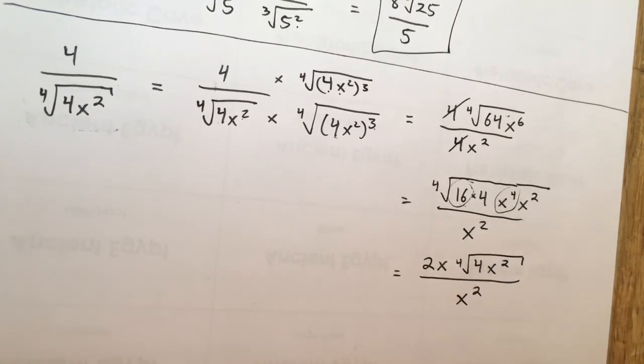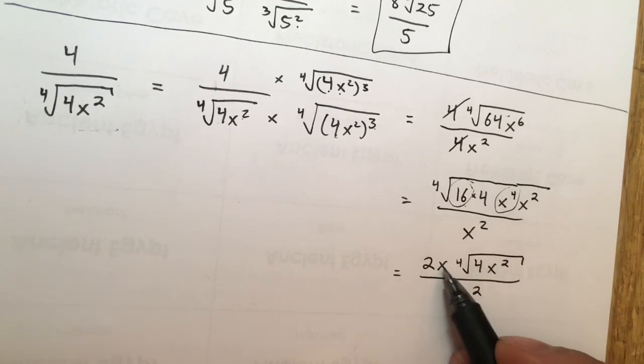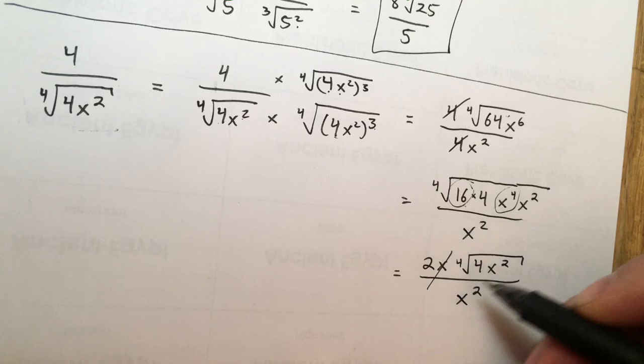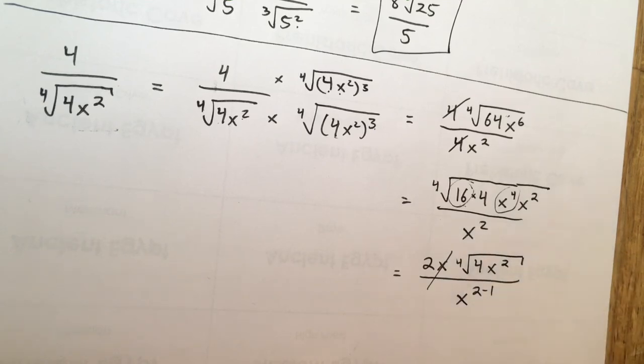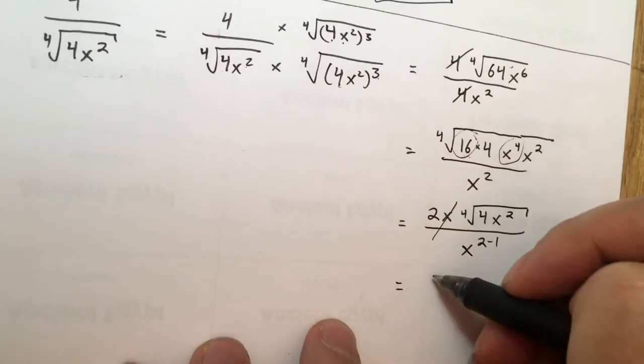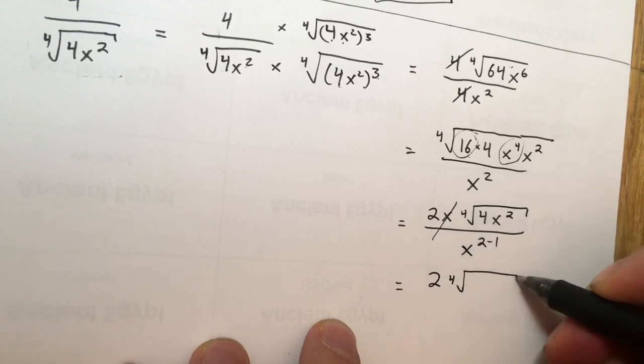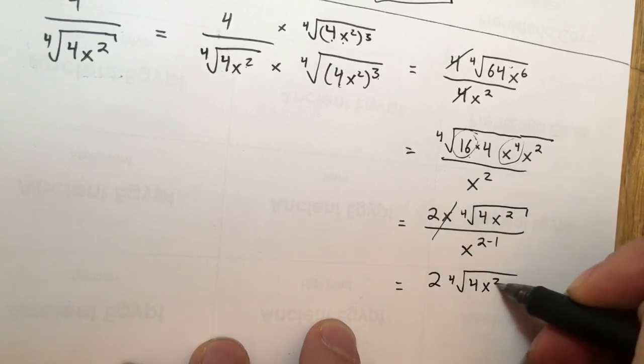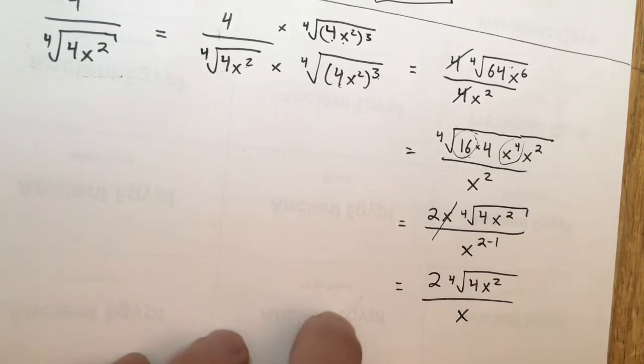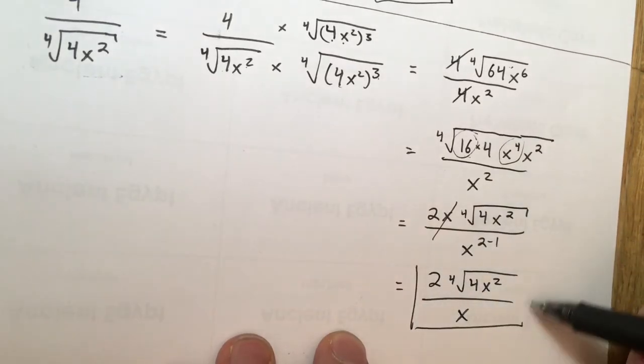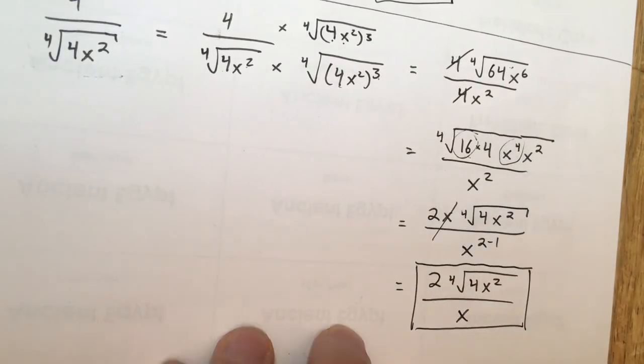And so this is almost my final answer. I see one more thing I can do here. Now that I pulled the x out, I see I can actually cancel these. Look at this. There's a factor of x up here and a factor of x down there. So cross that out, subtract 1 from the exponent. I end up with 2 times the fourth root, 4x squared over x. That's my final answer. Lots of stuff happened there. But you've got the video. You can rewind and check it step by step.